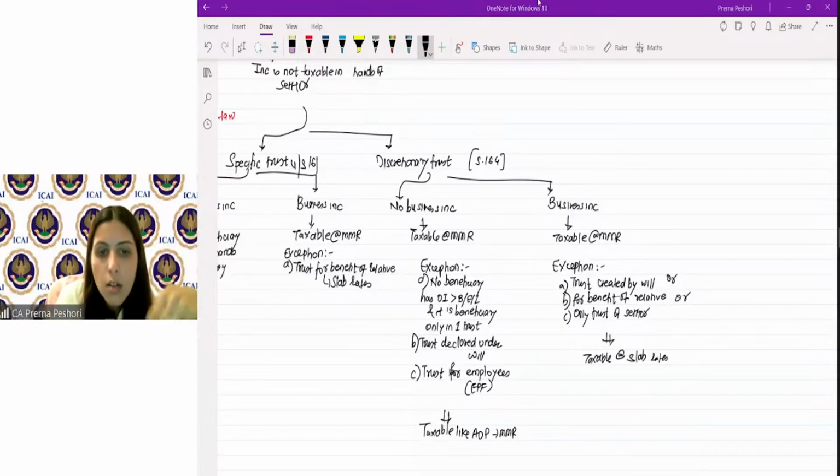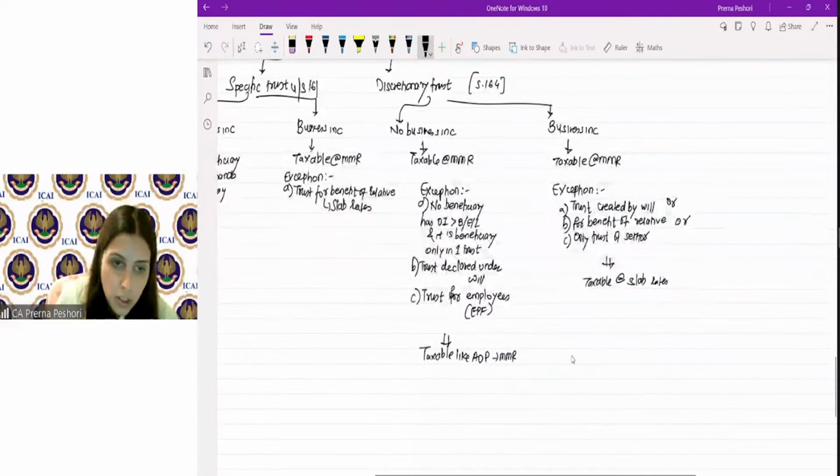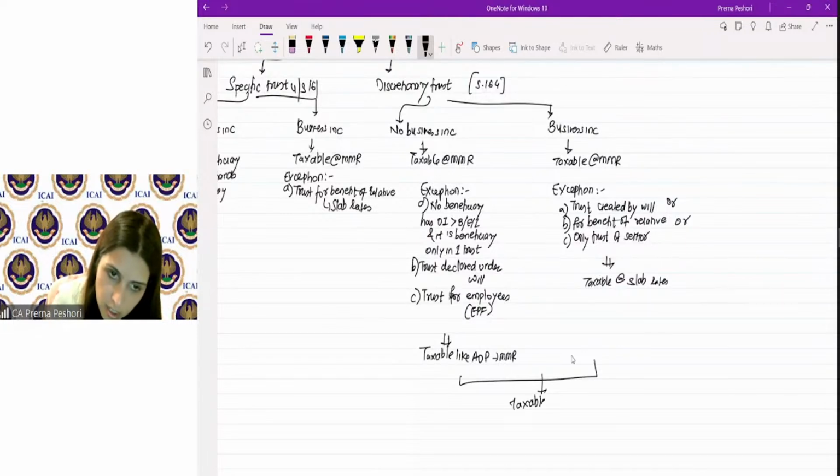So where any income in respect of a trustee, in respect of a trust, then if it is a business income, then in that particular case, it shall be basically determinable as per the slab rate. Are we clear? Okay. Now here, understand one thing. This shall be taxable in the hands of a trustee as the representative assessee.